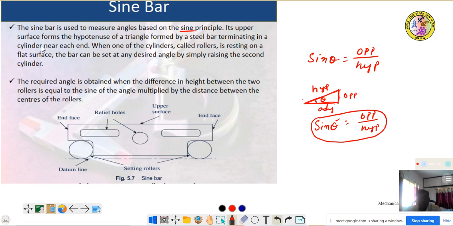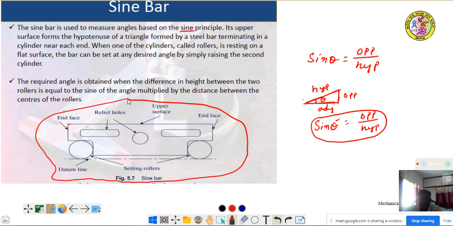There it's going to work. Sine bar is used to measure the angle based on the sine principle. Its upper surface forms the hypotenuse of a triangle. So this is the upper surface of a sine bar. You can see this figure. This is the sine bar. Generally, it will be asked in your examination: with neat sketch, explain the sine bar. At that time, you have to draw this figure. So this is the upper surface. ಈ upper surface ಏನು ಮಾಡುತ್ತೆ? Hypotenuse ಆಗಿ ಫ್ರೇಮ್ ಮಾಡ್ಕೊಂತೀವಿ ನಾವು. Now it is flat.